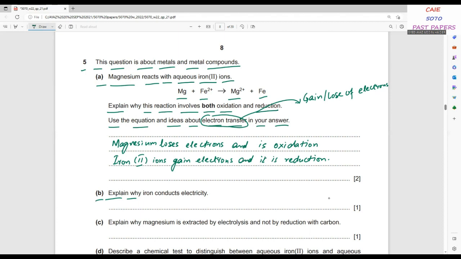B. Explain why iron conducts electricity. It's very simple. Electrons can move throughout the structure.